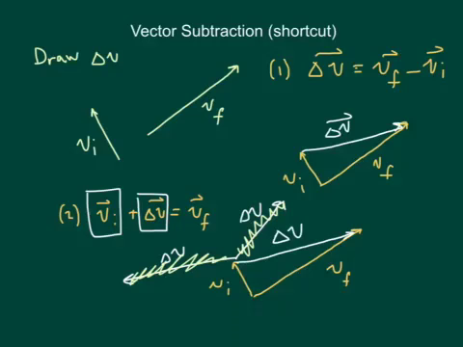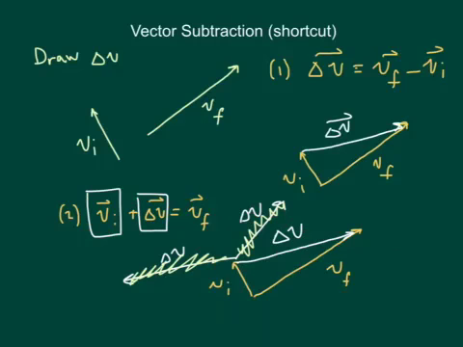Now I have successfully created the addition of vi with delta v. Vi and delta v are added tip to tail the way we know, and I've done it in such a way that vf is the resultant of the two. Vf is the resultant. It connects from the beginning to the end. So that's how you think about this vector subtraction trick.